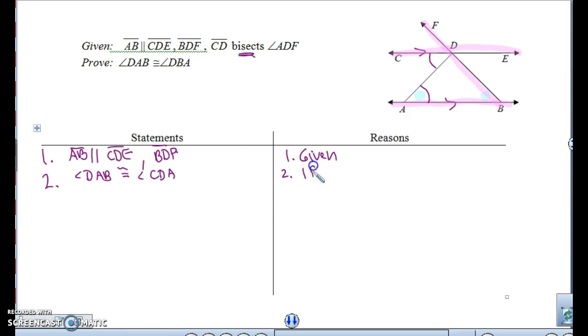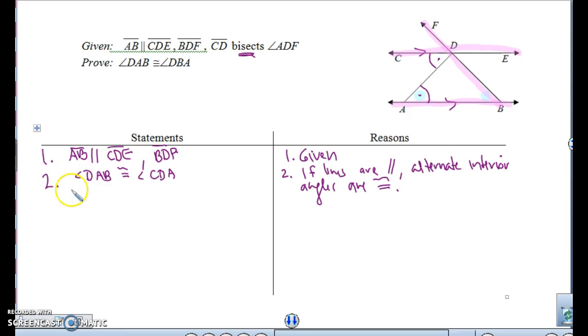Because if lines are parallel, alternate interior angles are congruent. So those two angles are congruent. Okay, so I proved those two. This one is now congruent to this one. Now, do we know anything else about this angle?